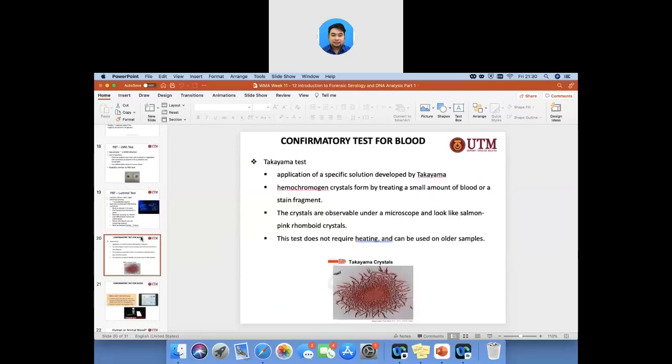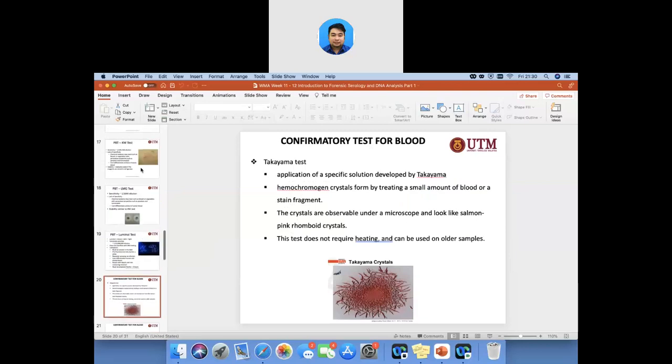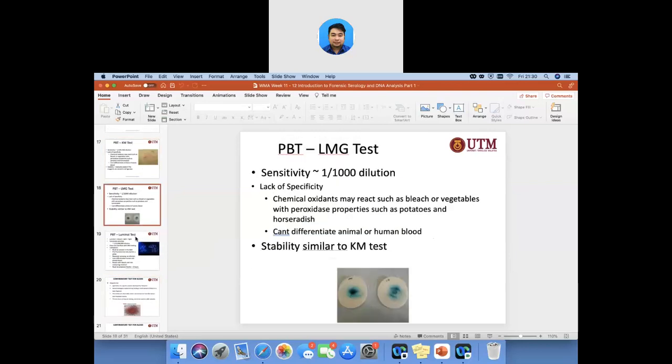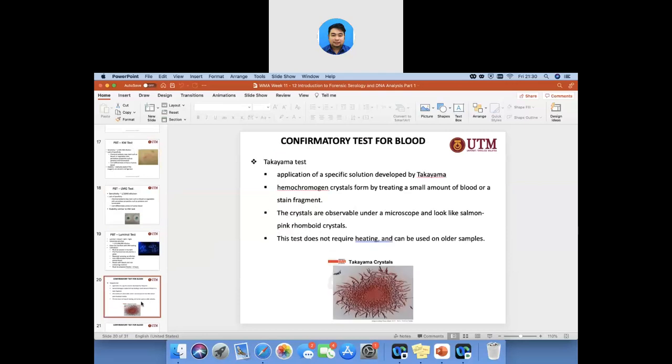That is all usually on site. If you want to test on site, usually we have Kastle-Meyer, leucomalachite green, and luminol. But if you bring it back to the lab, you can use all of these as well, but there is another test we call the Takayama test. The Takayama test is about hemochromogen crystals.